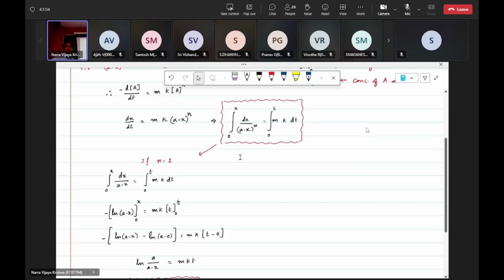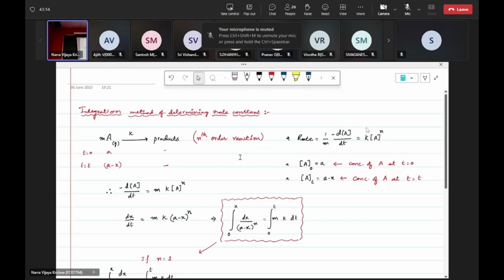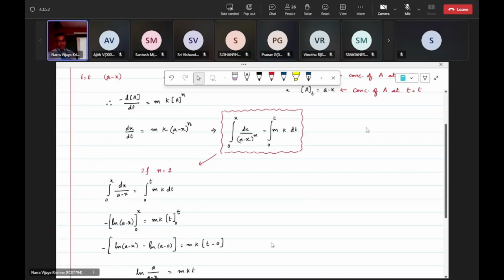Who told it is single step? Did I take this equation for a single step or for the rate expression? Whether it is rate expression or single step. If it is single step, what will I write? Definitely a power m only. I am not writing a power m, I am writing a power n, meaning I don't know whether it is single step or more than one step. It is nth order reaction, so I wrote a power n. Clear? If you say single step, definitely this n I will remove and place m only there. Understood?